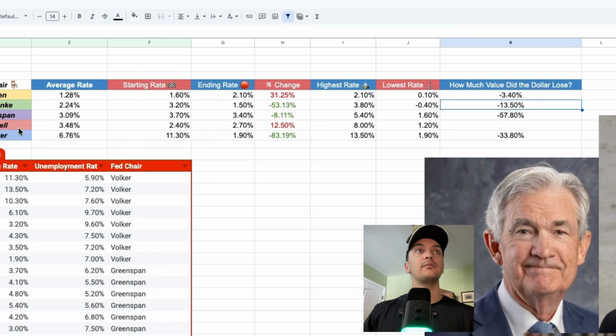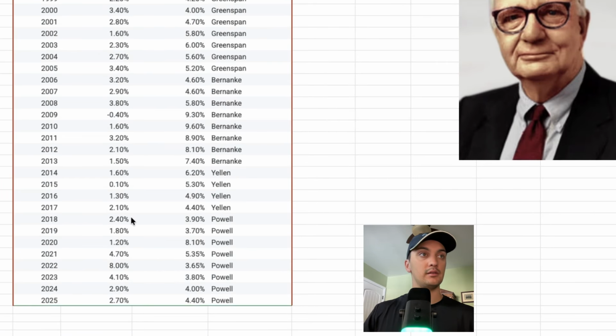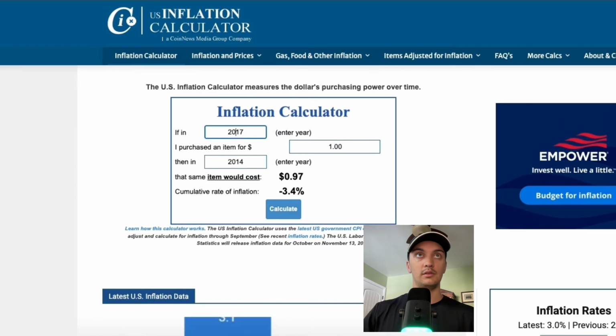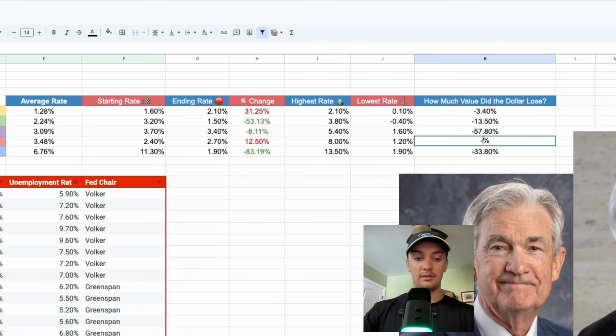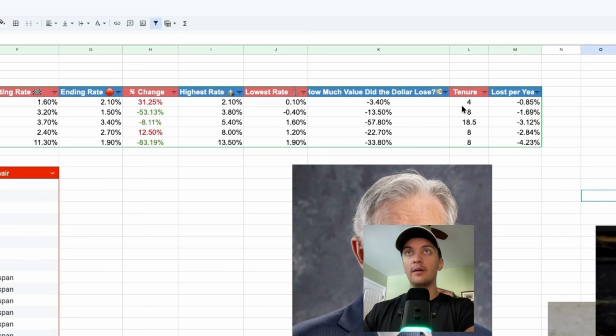And then Powell, 2018 to 2025. So we'll do it here. 2018, 22.7%. Yikes. All right, now we're going to divide it by their years in office so we can get a true comparison. Okay, so I grabbed their tenure.